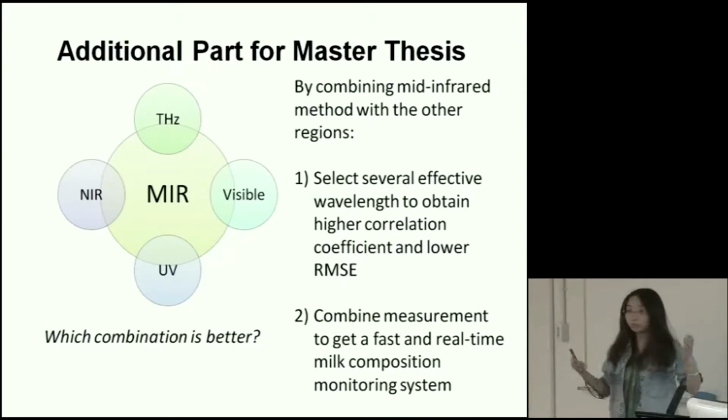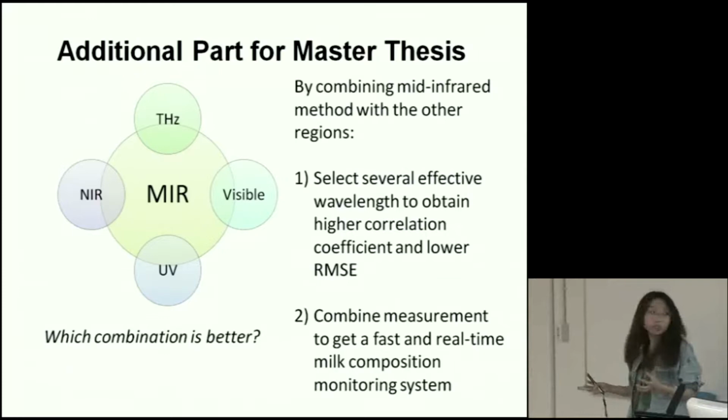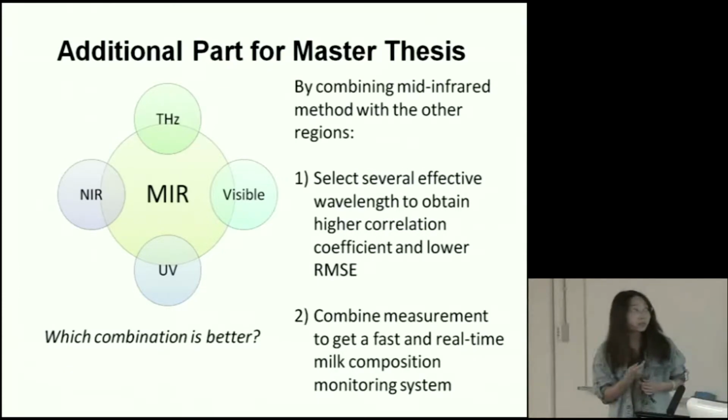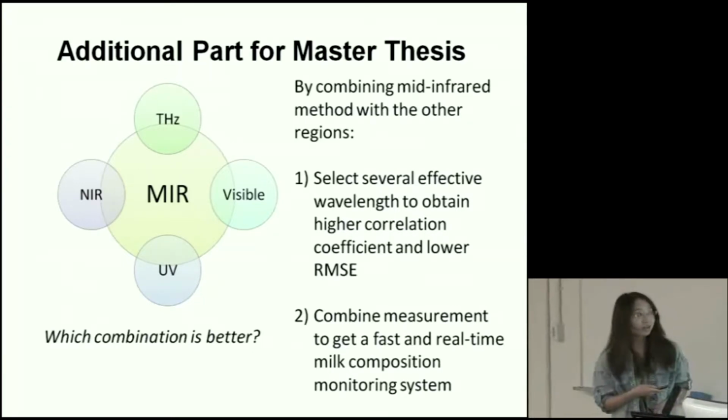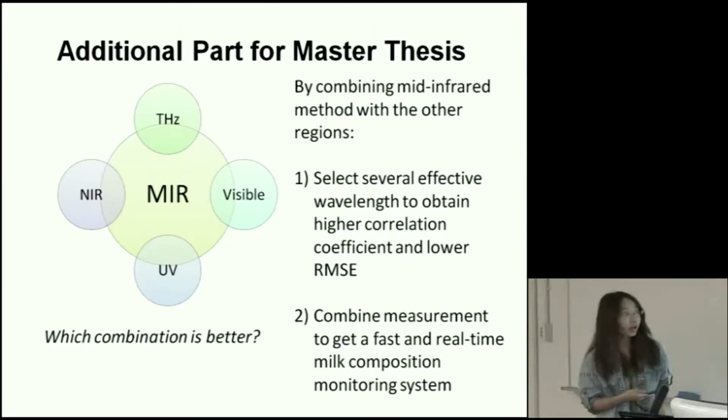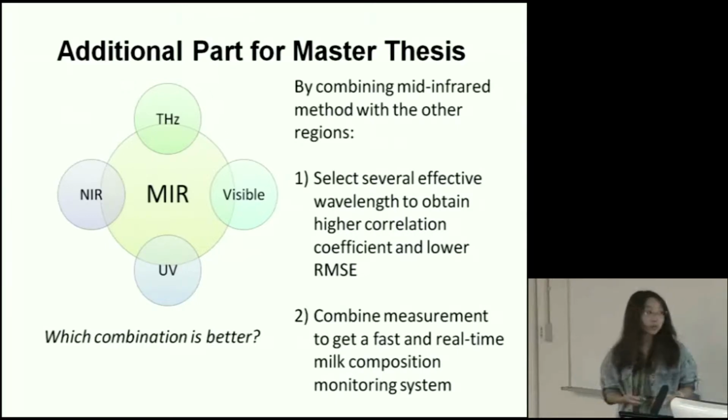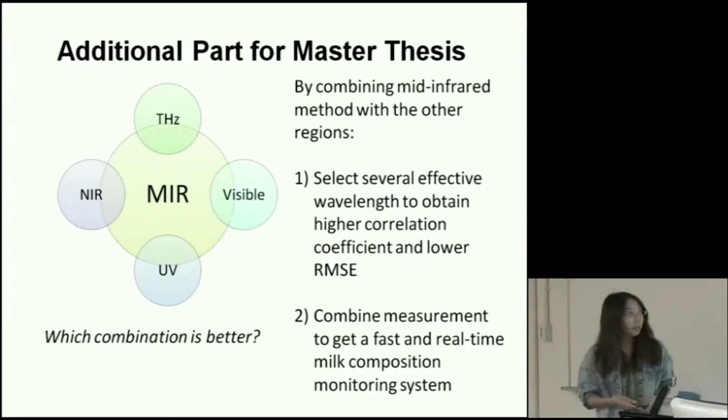because I measured a very broad range from UV to terahertz region, I want to combine the mid-infrared with terahertz, NIR, UV, and visible regions. First, to see if we can select several effective wavelengths to obtain a higher correlation coefficient and lower root mean square error. And second, by comparing the combination methods, we can select which combination method is better and combine measurements to get a faster and real-time milk composition monitoring system.